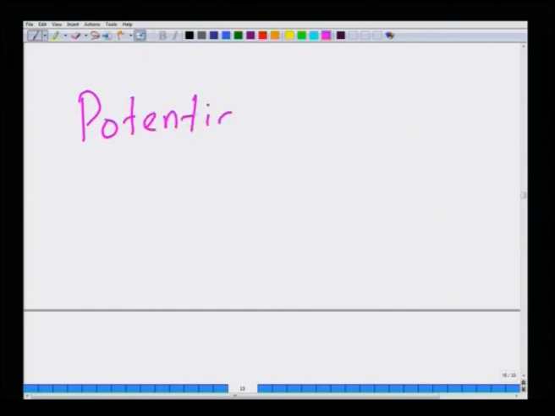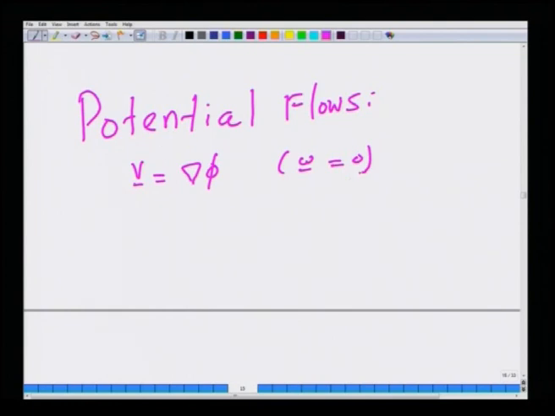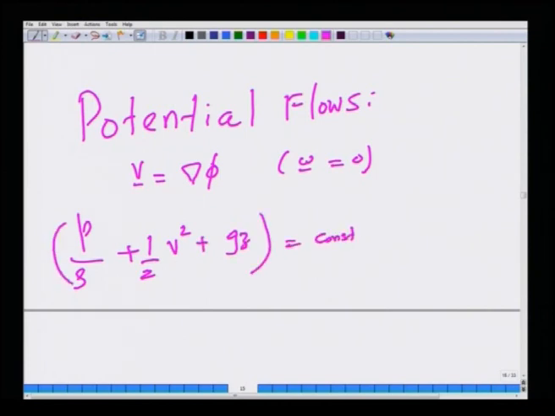What I mean by potential flows are the following. Velocity is written as gradient of potential, since vorticity is 0, curl of velocity is 0. So, we can write velocity as gradient of potential, and of course, by using the Euler equation we also found that p by rho plus half v squared plus g z is constant in a potential flow.